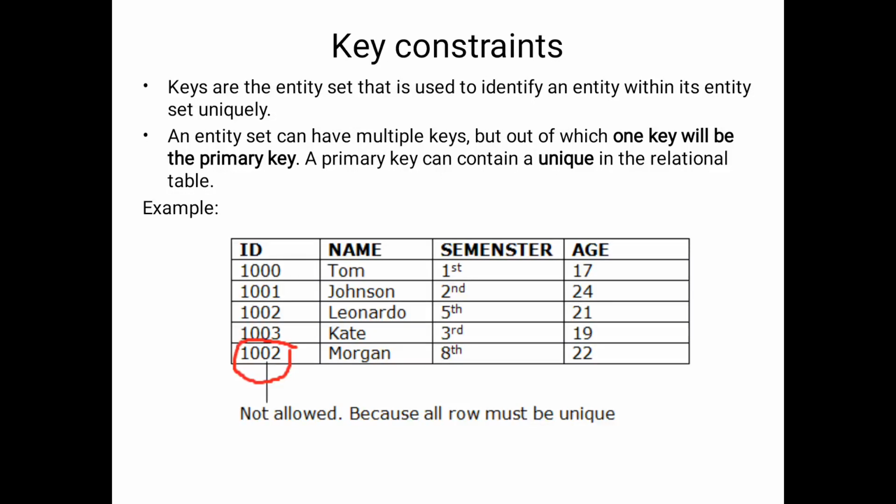An entity set can have multiple keys, but out of them one key will be the primary key. A primary key can contain only unique values in the relational table. So here 1002 is not allowed, because it must be unique. Why? Because we are applying the primary key on ID. Thank you.